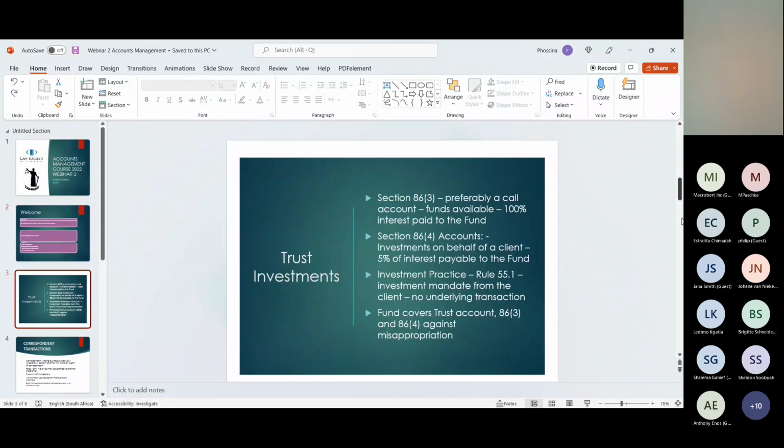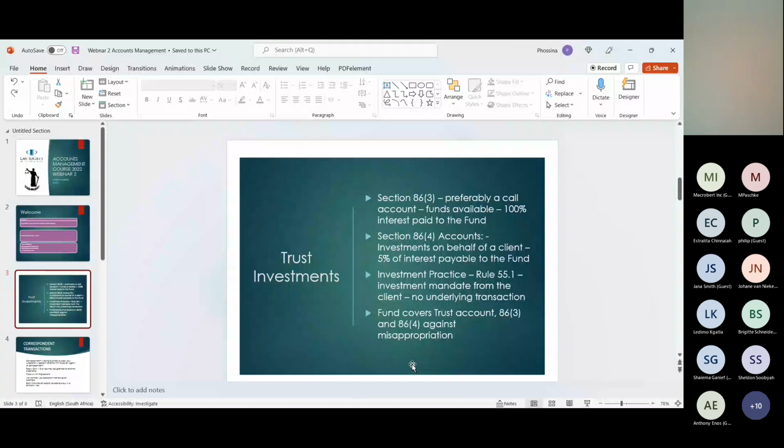All right. So our investments. This is very crucial. We need to know the various investment accounts that a legal practice is allowed to invest in. Section 86(1) deals with our trust account. It just introduces that a legal practice has a trust account. Then section 86(2) stipulates which trust account, which is the general trust account that everyone can pay into. 86(3), preferably it should be a call account.